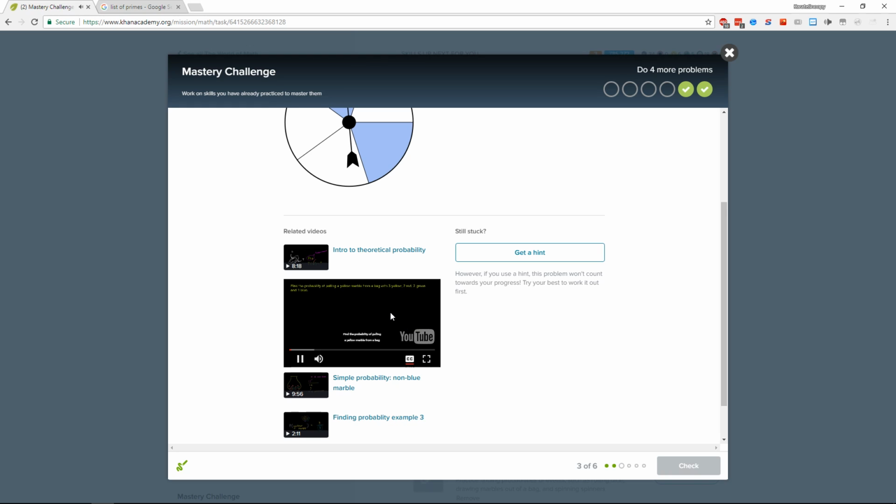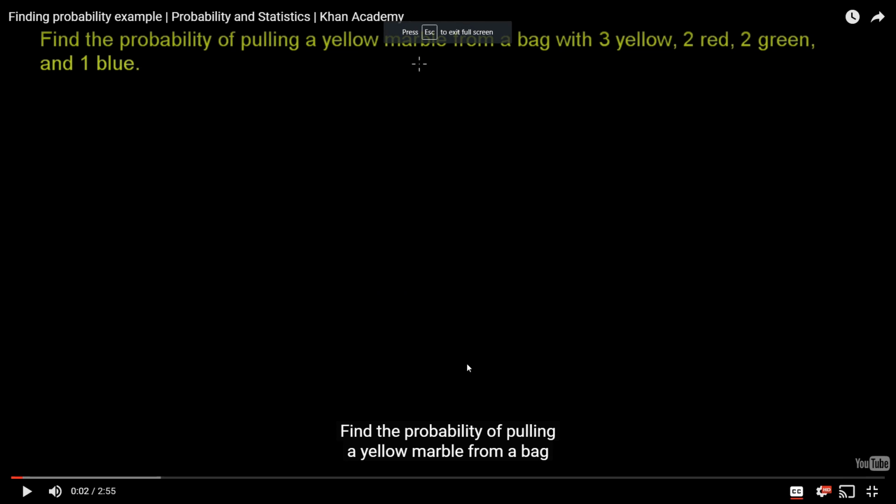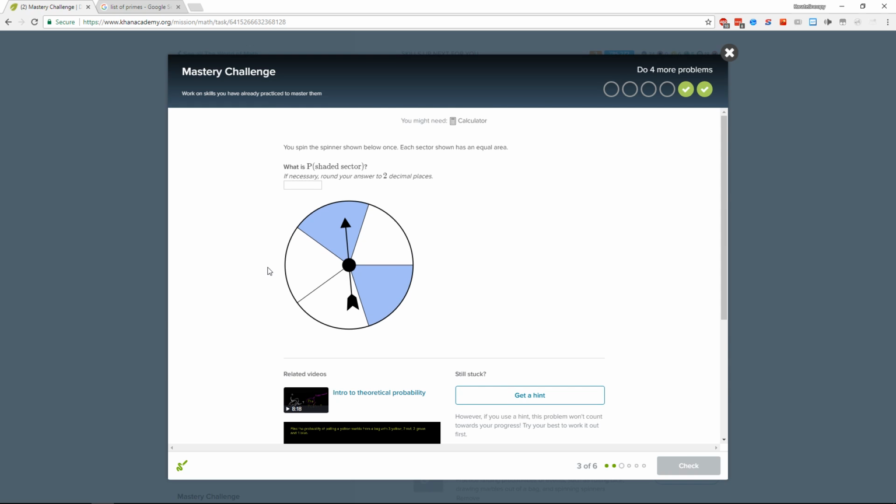Find the probability of pulling a... So the probability of the shaded area is, what is it? Each sector has an equal area. So there's 1, 2, 3, 4, 5. So it's 2/5.